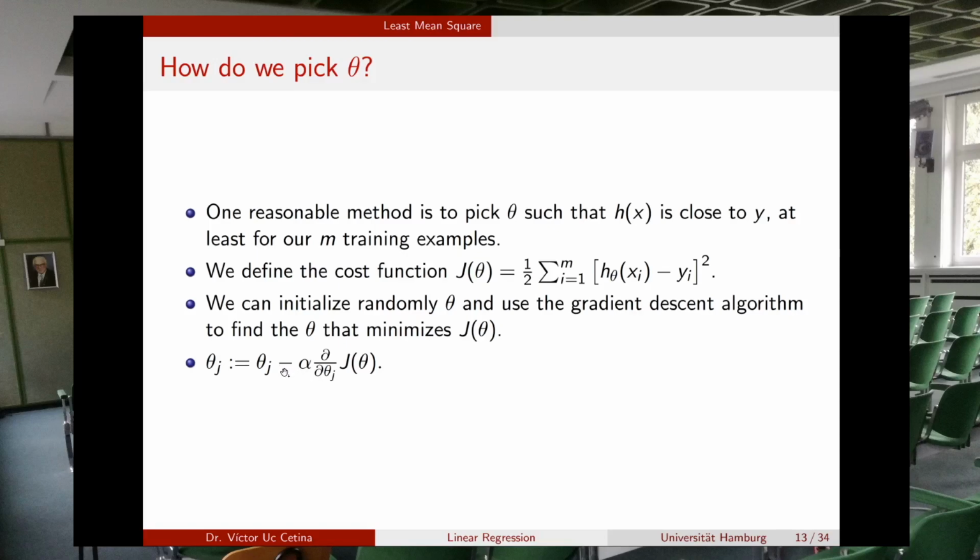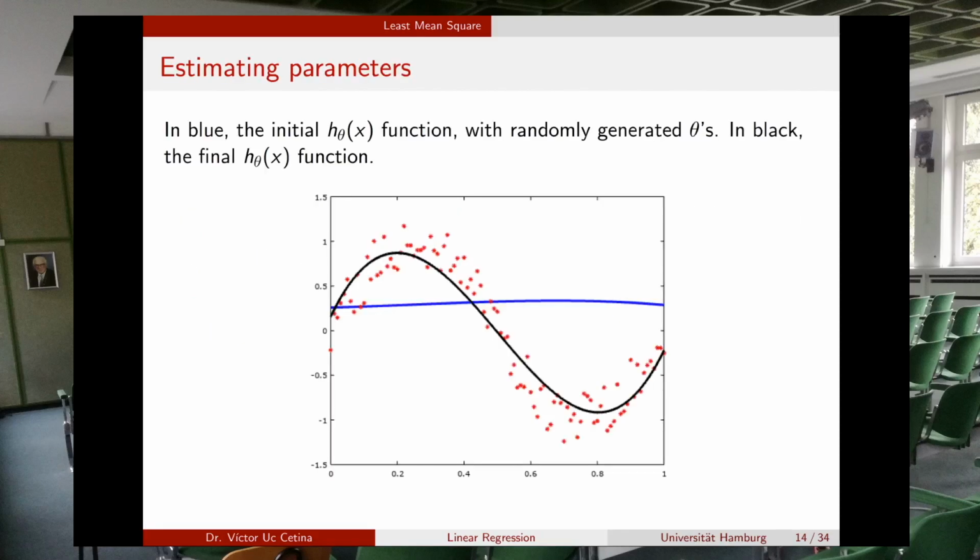If we were trying to maximize the function, we would have a plus here, because we want to make steps towards the highest point in our function, which you can visualize as a surface. So what exactly is this algorithm going to do? Suppose that we have this cloud of points here, these red points.